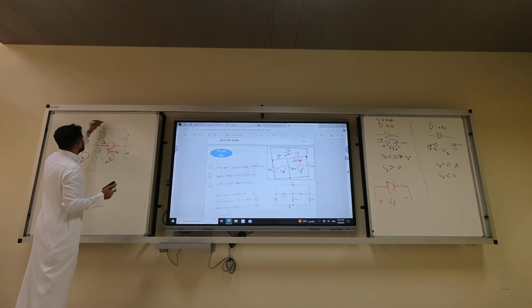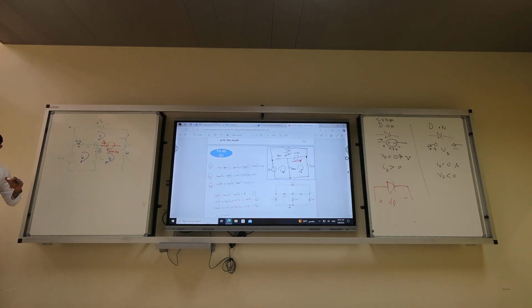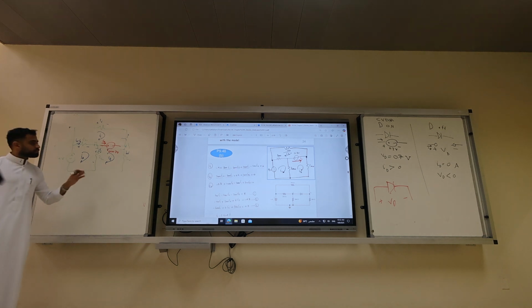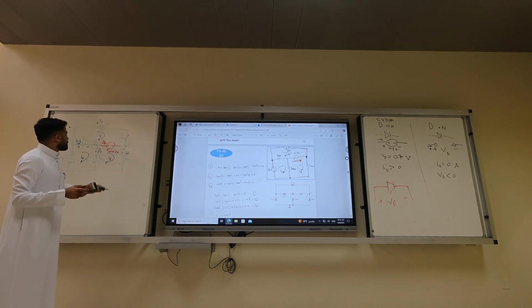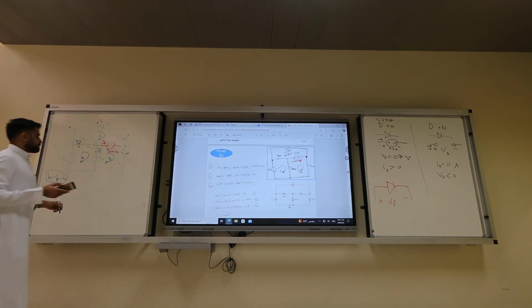How about this resistor? Do we have passive sign configuration? Do we have current enters at the negative terminal? No. What is ID? ID is IB minus IC. So let's do the 3 KVLs.